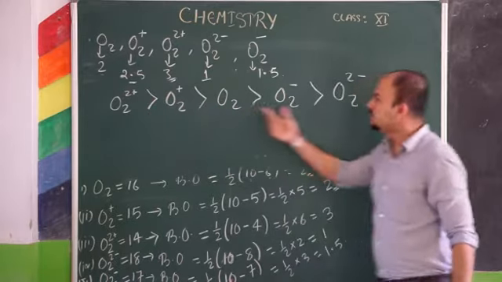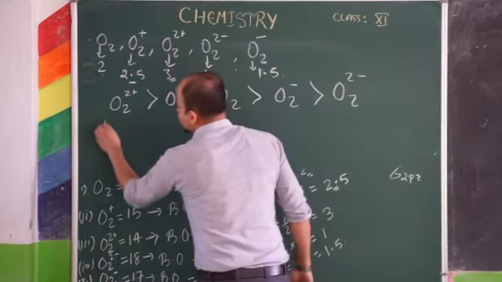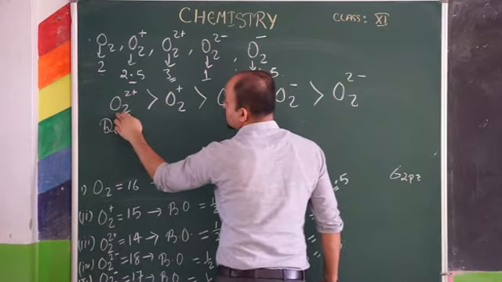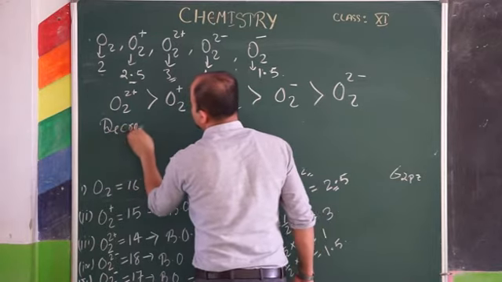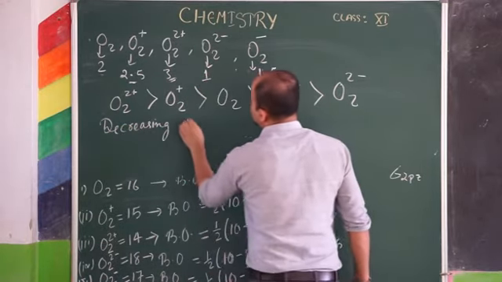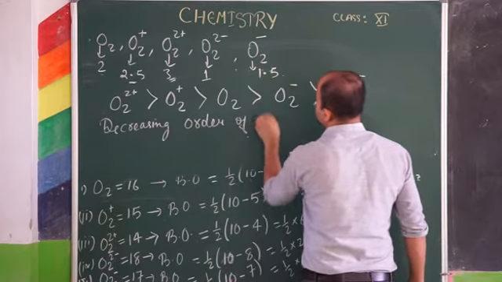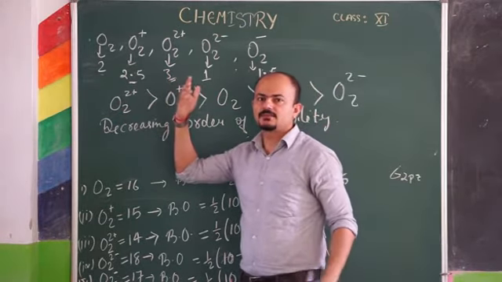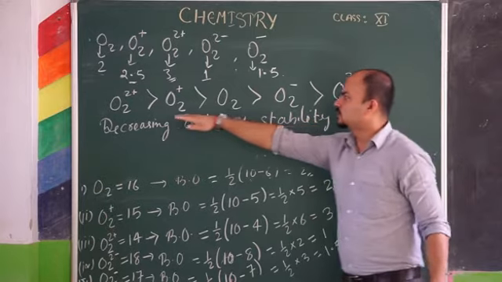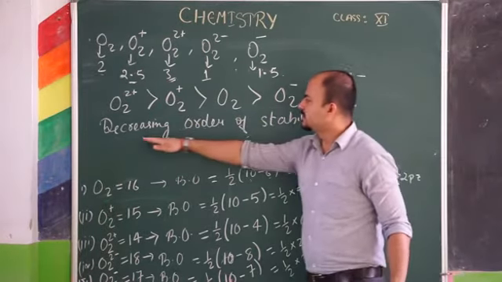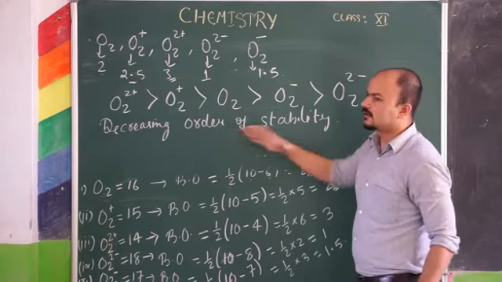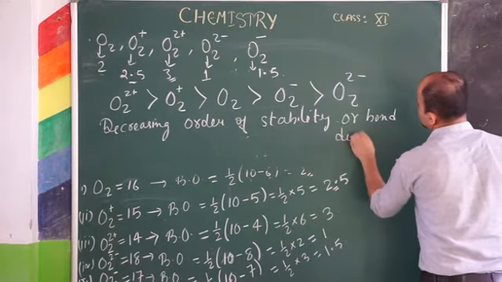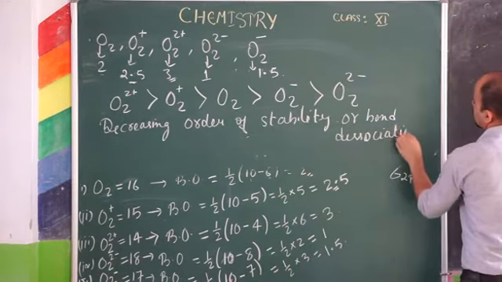Maximum bond order to minimum bond order, that means this is the decreasing order. Since O2 2 plus has the maximum bond order, it will be the most stable. That means this is the decreasing order of stability. The one at the first has the maximum stability, and as you go in the series, the stability decreases. Similarly, this is also the decreasing order of bond dissociation energy.